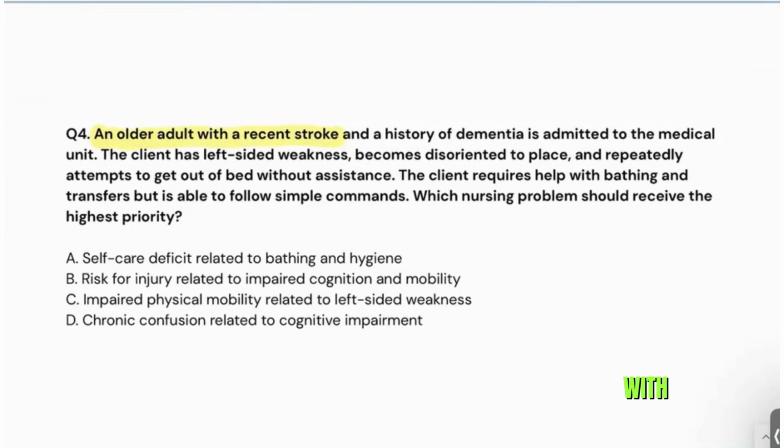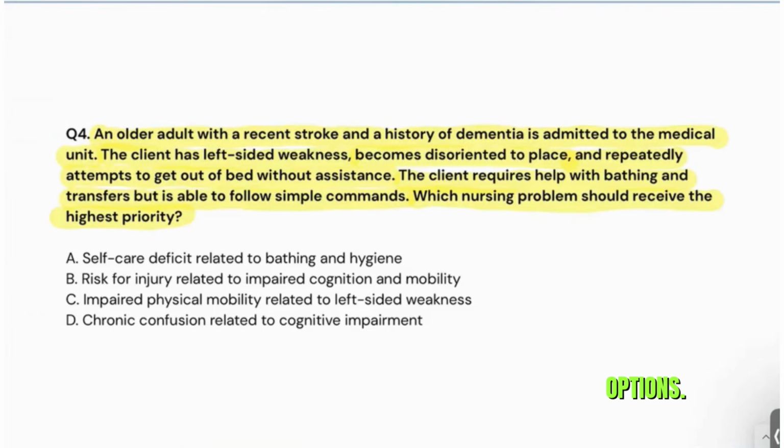An older adult with a recent stroke and a history of dementia is admitted to the medical unit. The client has left-sided weakness, becomes disoriented to place, and repeatedly attempts to get out of bed without assistance. The client requires help with bathing and transfers, but is able to follow simple commands. Which nursing problem should receive the highest priority?